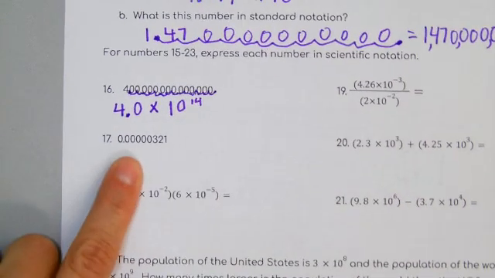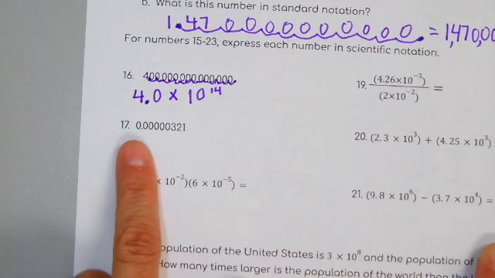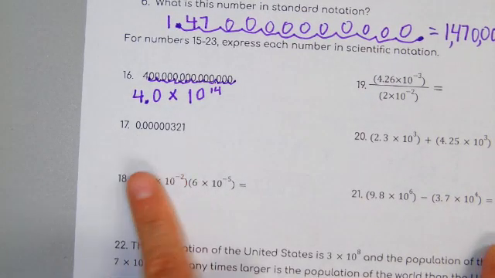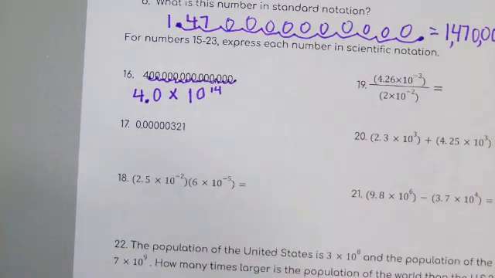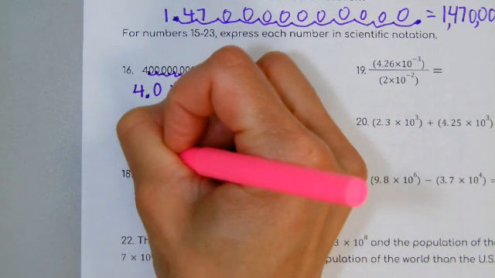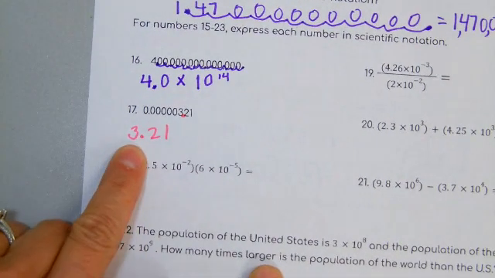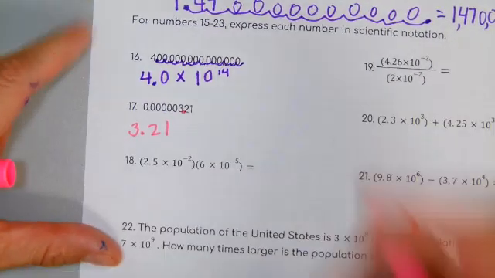What about 17? In scientific notation, this doesn't work. This is way small. So what we want to do is place our decimal between the 3 and the 2. Okay? We're going to put it right here. So my number is 3.21. We double check. Is this first number between 1 and 9? It is. So that's good.